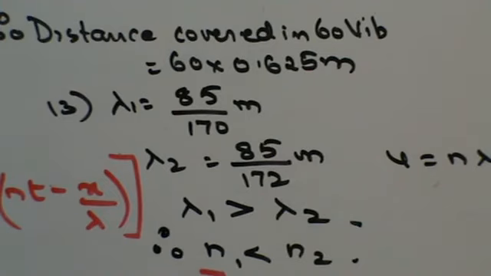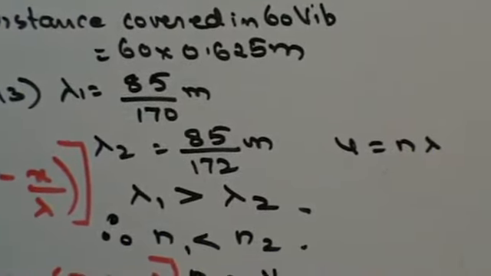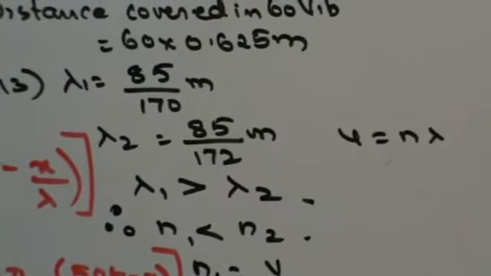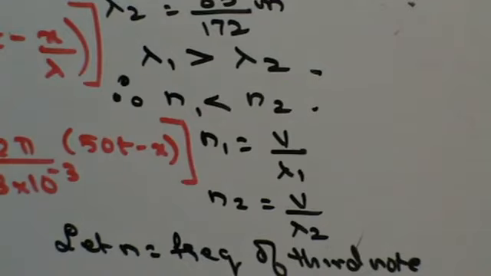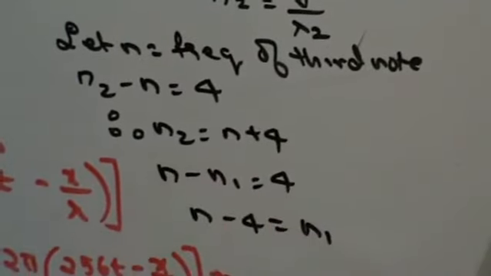What is beats? Beats is nothing but the difference between the frequencies. Let N be the frequency of the third note. Beats are nothing but larger frequency minus smaller frequency. Now between N1 and N2 we had already said that N2 is the larger frequency. So N2 minus N is going to be 4. Therefore I can say that N2 is N plus 4. Larger frequency minus smaller frequency. N1 is the smallest frequency, so N minus N1 will be equal to 4. Therefore, N minus 4 will be equal to N1.